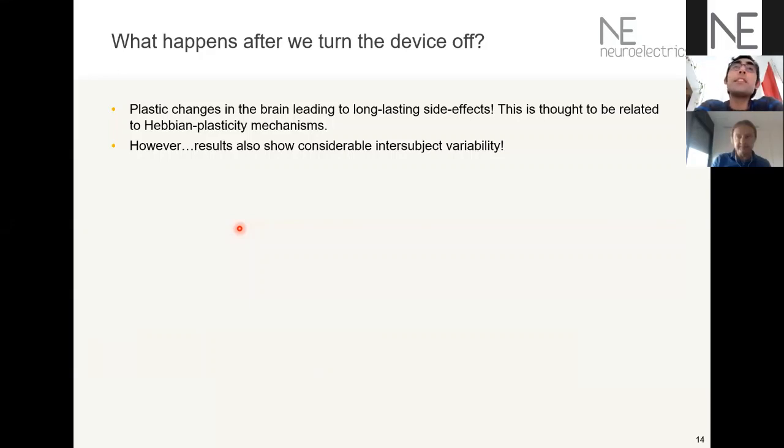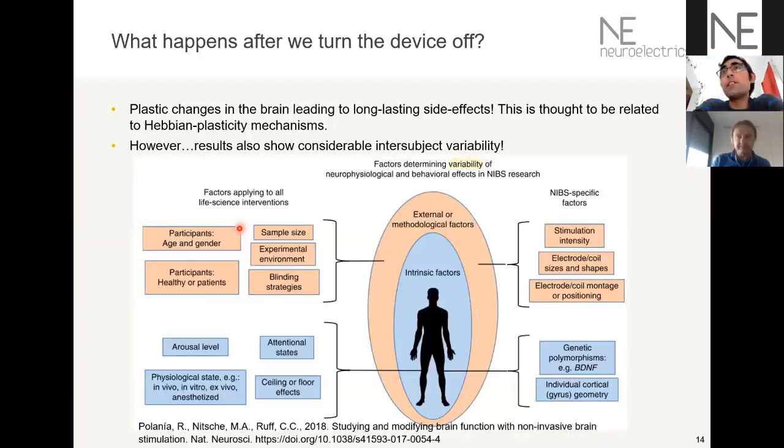However, many studies also point out that there's considerable inter-subject variability in the response to these stimulation protocols. And inter-subject variability is something that is to be expected whenever biological systems are involved. We can see it right now in the COVID-19 crisis. Some people have more serious symptoms, whereas other people don't experience such severe symptoms. And in this case, this is related to individual genetic makeup.